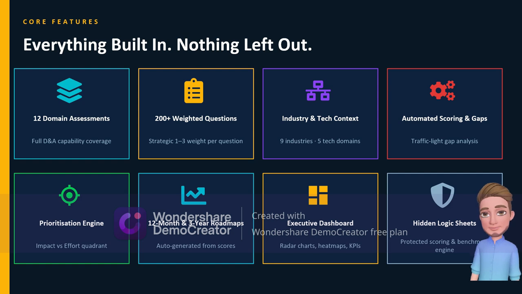Now let me walk you through the inside of the accelerator. The 12-domain assessment covers the full spectrum of data and analytics capability, from data strategy at the top to AI infrastructure at the bottom. The 200-plus weighted questions are not just a list. Each question carries a strategic importance weight from 1 to 3, so your final score reflects what actually matters to the organization. The industry and technology context settings on the home tab cascade through every sheet, adjusting the benchmark weights and recommendation templates.